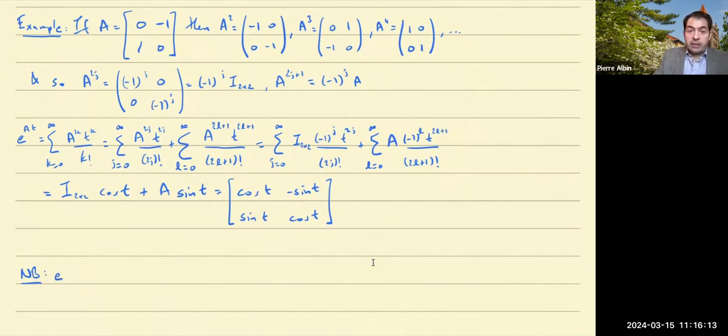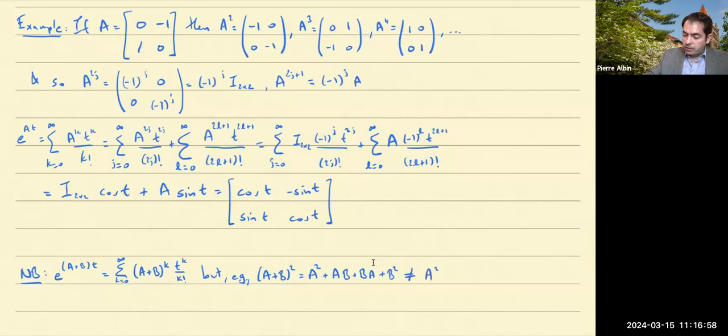What happens if you have the sum of two matrices and you're taking the exponential? So suppose you were taking the exponential of (A plus B) times t. By definition, this is the sum k goes from 0 to infinity of (A plus B) to the k, t to the k over k factorial. But the important thing to notice, for example, when you do (A plus B) squared and you're working with matrices, you can expand this out and you get A squared plus AB plus BA plus B squared. But this is not equal to A squared plus 2AB plus B squared, right? And that's because A times B is not the same as B times A when you're working with matrices.